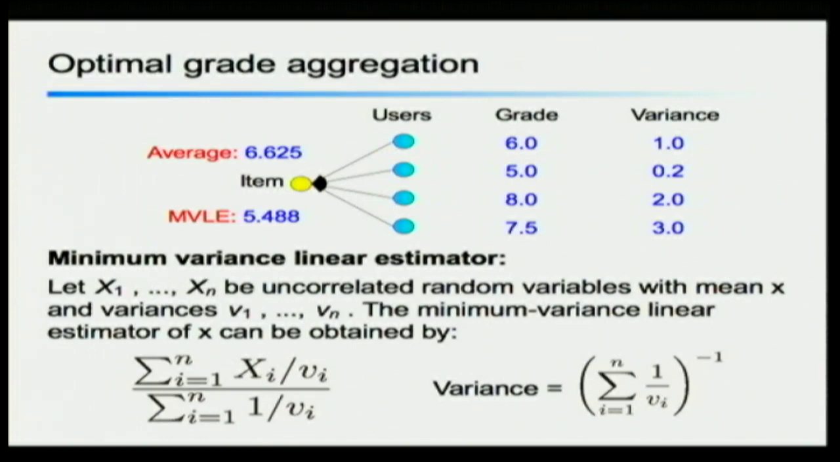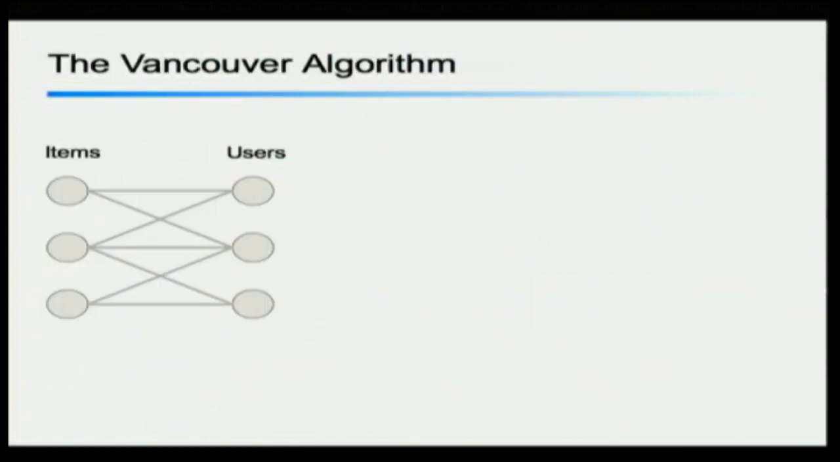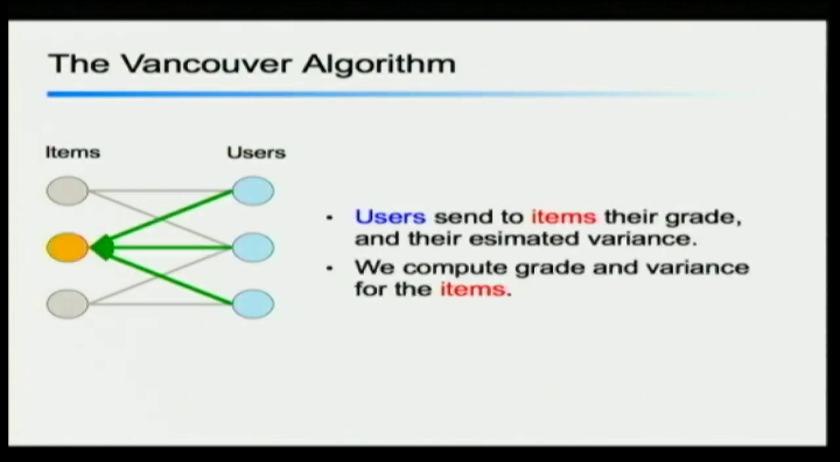Once you have this idea of the minimum variance linear estimator, you do the following. You have items and users. You build a bipartite graph. And then you do the following. Every user sends to each item the grade they gave. The item thinks, OK, I received these grades. I do the average. This is my value, OK?